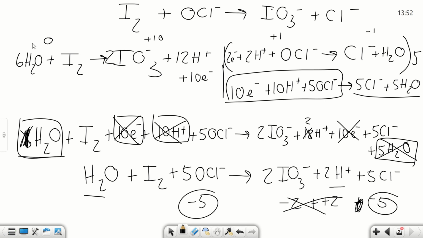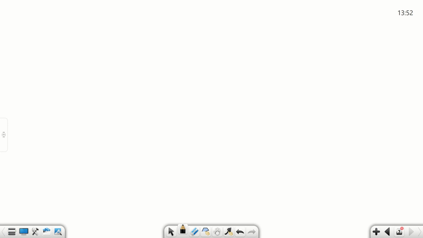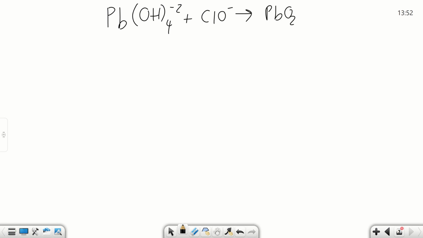All right, so let's do one more, but now we're doing it under basic conditions. So for the basic conditions, let's get my reaction here first. I have Pb(OH)4 2 minus plus ClO minus, so it's going to look similar, forming PbO2 plus Cl minus.